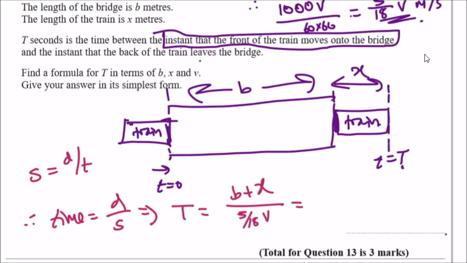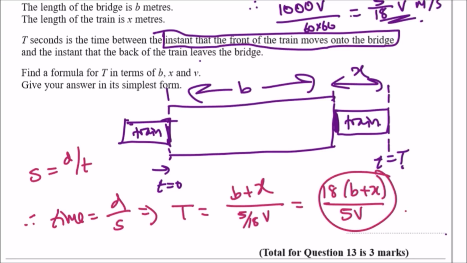Now, in order to simplify this, a quick way to do it is to multiply up and down by 18, so you clear out this little fraction here. So we're going to have 18 bracket B plus X over 5 over 18 V. So 18 cancels out the 18 on the bottom, so we're left with 5V. And there you have it, guys. This should be your final result. I believe this is the answer they're actually looking for. If you got this, give yourself a pat on the back. And oh yeah, seconds. Can't forget the word seconds.